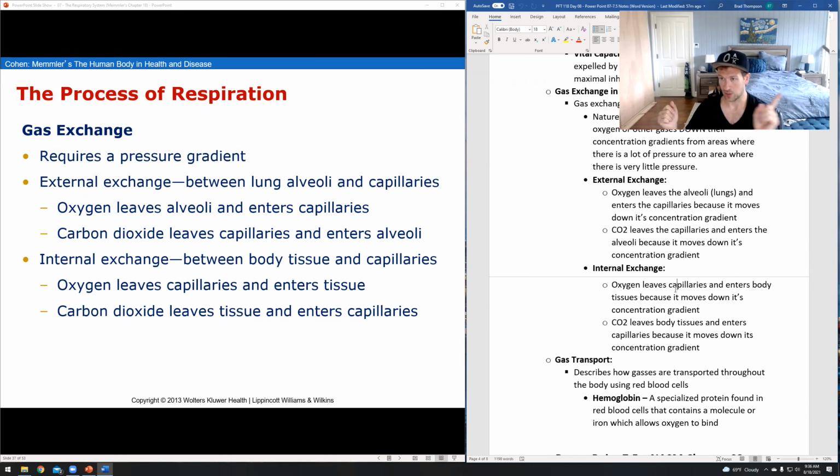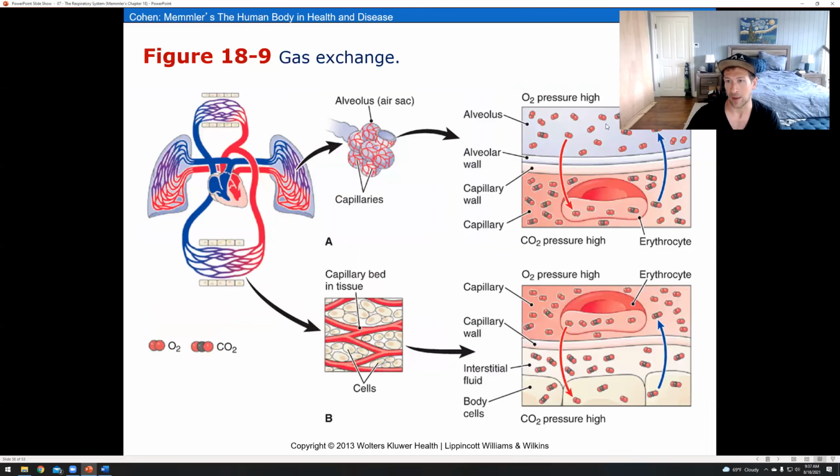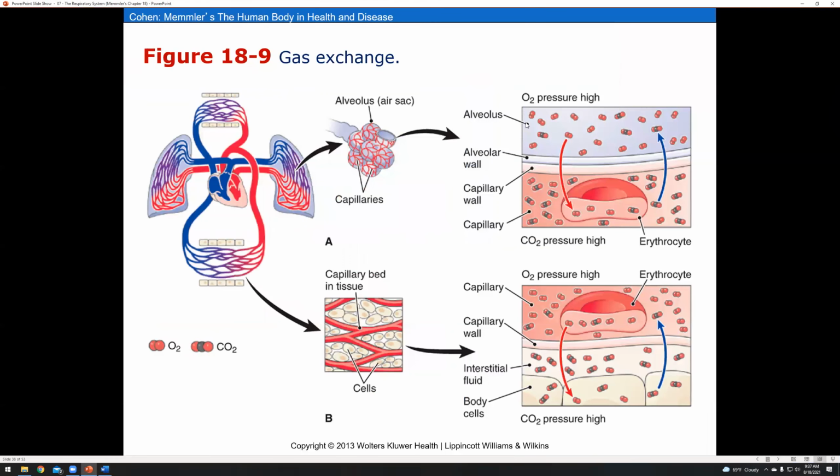And so the oxygen rushes this way and the CO2 rushes this way, from high concentration to low concentration, right? So they exchange with each other. And that's the internal versus the external exchange. And we can see that picture here, right? You can see the concentration of oxygen is really high and the concentration of oxygen is really low.